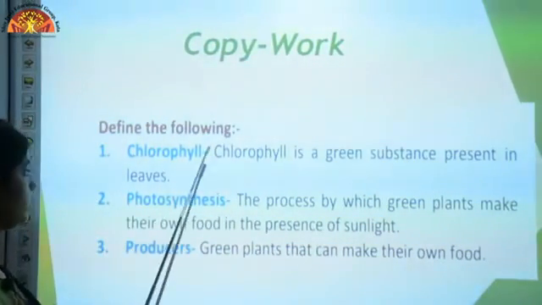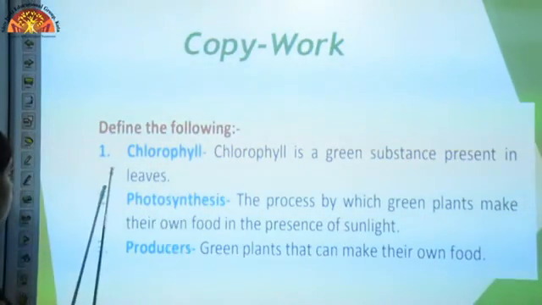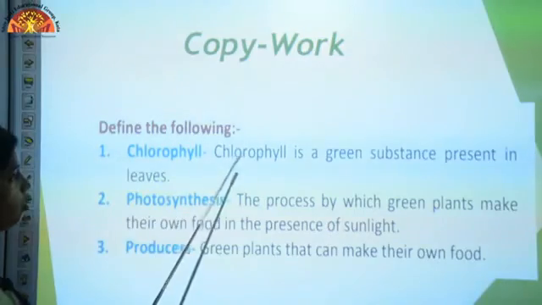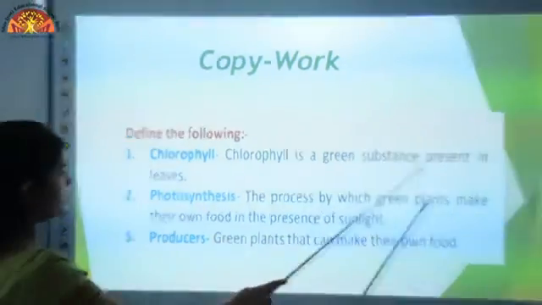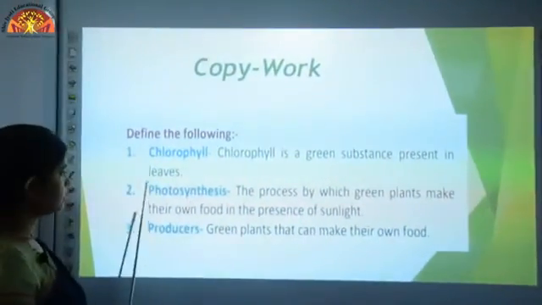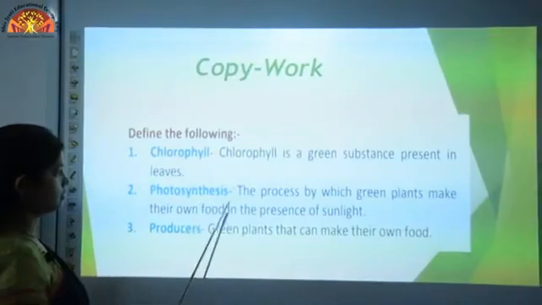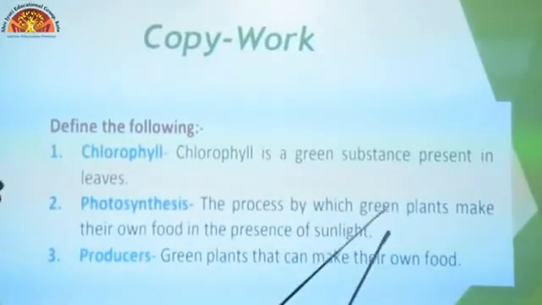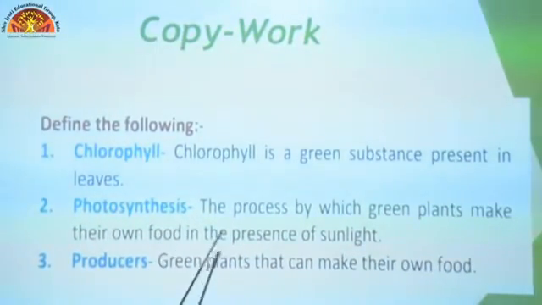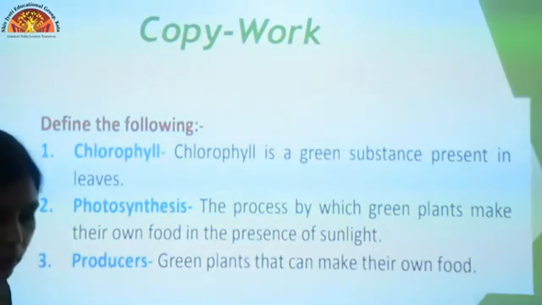So let us start with the definitions. So first definition is chlorophyll. Chlorophyll is a green substance present in leaves. Second, photosynthesis, the process by which green plants make their own food in the presence of sunlight. Third, producers, green plants that can make their own food are called as producers. Okay. So this was all about the definitions.